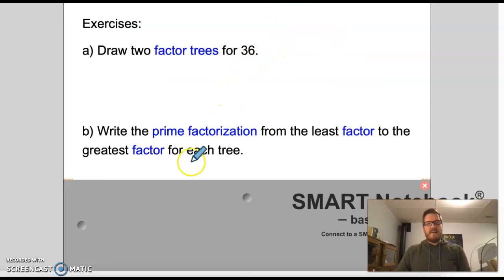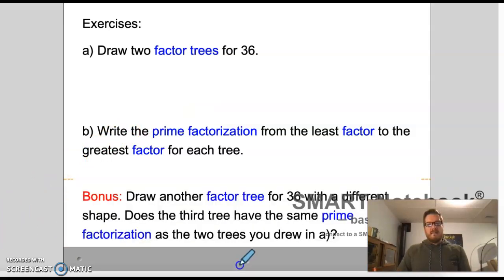I've already done 2 factor trees, and I've already shown you the least to greatest. We know that it's 2 times 2 times 3 times 3. We know that, so I'm going to just skip over this one. Yeah, you can draw with a different shape. But that's really all I wanted to show you.